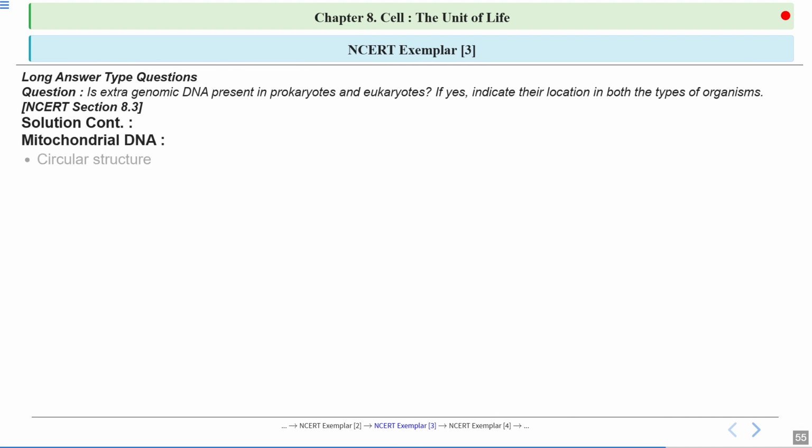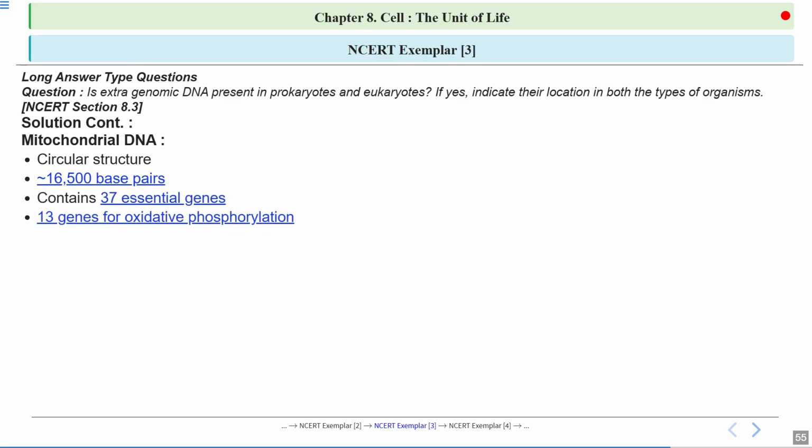Mitochondrial DNA is circular DNA. It has 16,500 base pairs and contains 37 essential genes. That's why mitochondria is a semi-autonomous organelle. It has 13 genes for oxidative phosphorylation also. This occurs in mitochondria, through which ATP is generated.